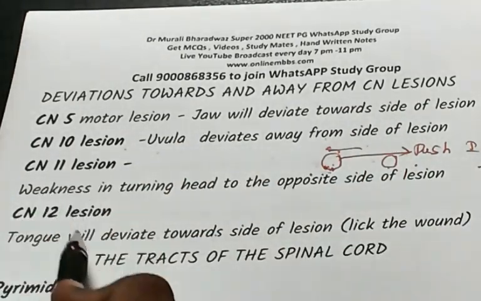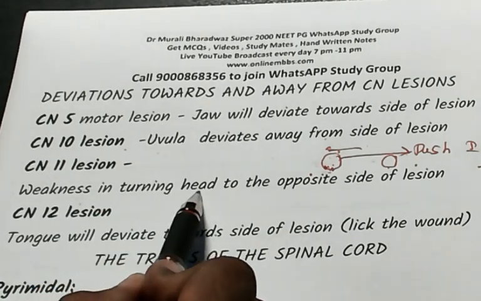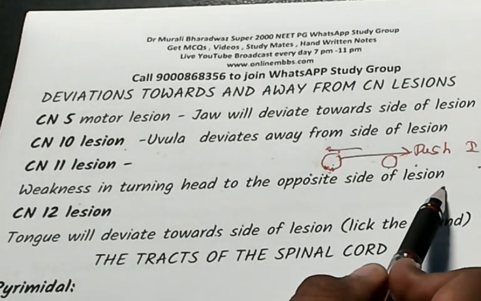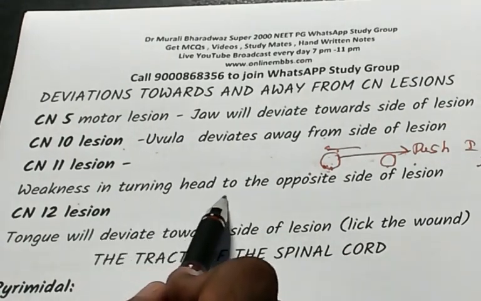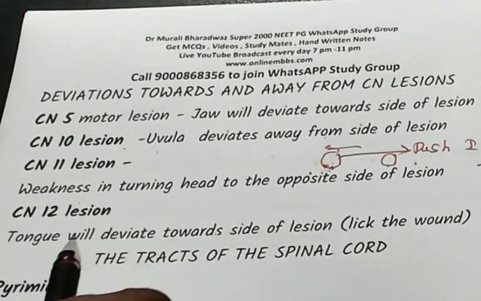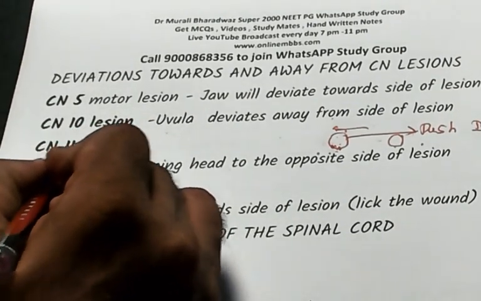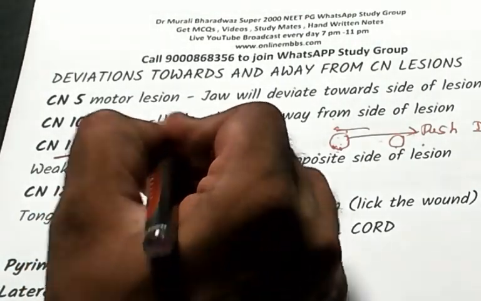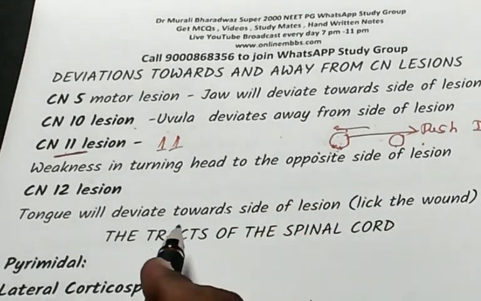Cranial nerve 2, there is a weakness in turning the head to the opposite side of the lesion. Is what you need to basically remember. Then this is not 2, it is 11. Sorry, it is 11. Right? Cranial nerve 11 lesion. There is a weakness in turning the head to the opposite side of the lesion.